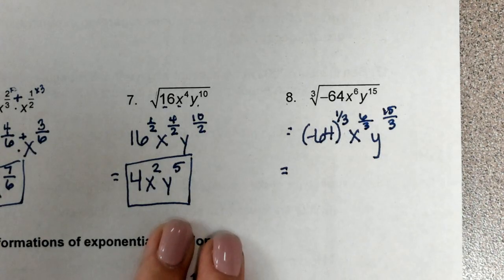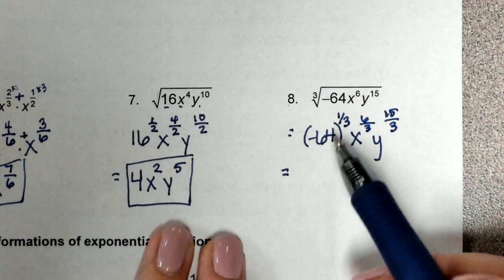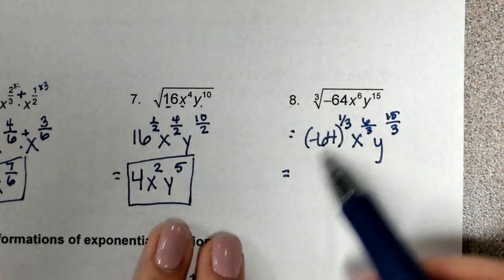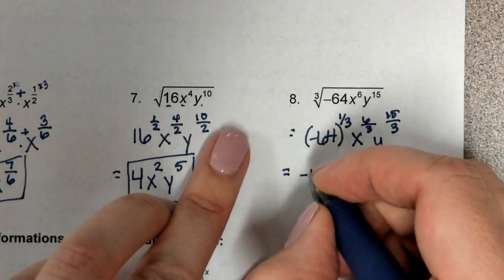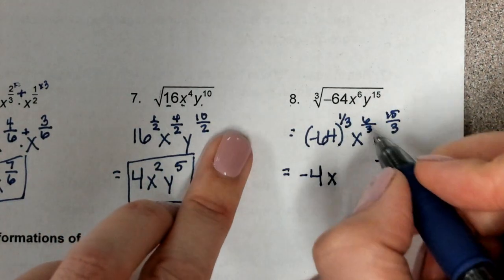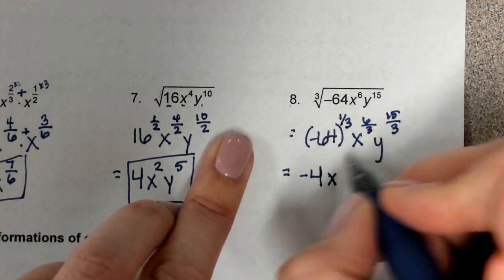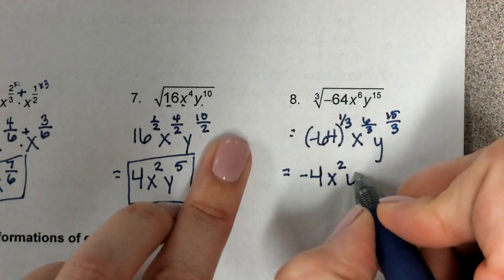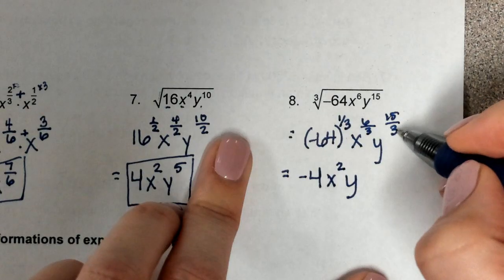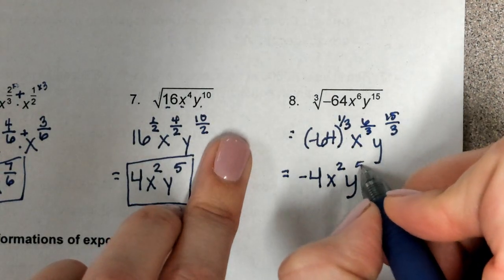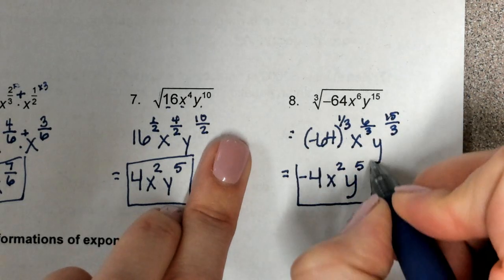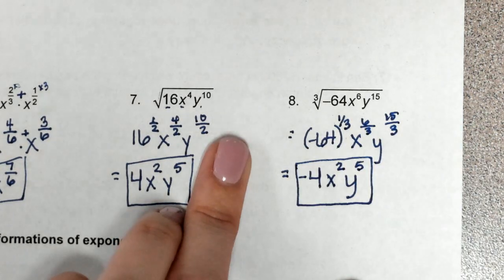I could type that in Desmos. I could also look up on my power chart to see what number cubed makes 64. But this is going to be negative 4. x to the, let me simplify that fraction, x squared. y to the, simplify this fraction, 15 divided by 3 is 5.